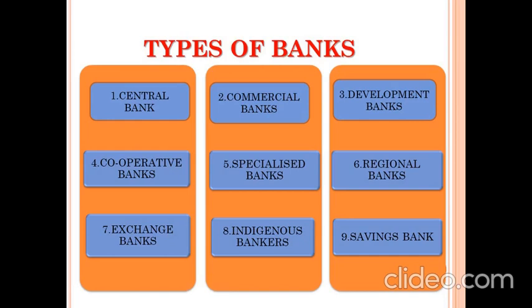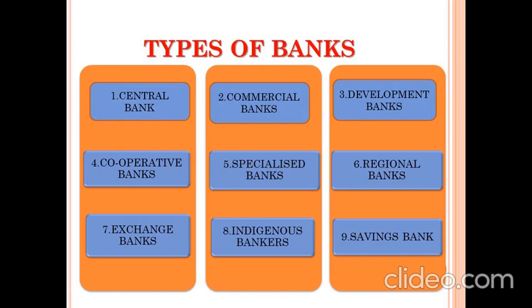RBI was established in 1935, but the act which RBI has used is the RBI Act of 1934. What the central bank does is not only dealing with the public, but it deals with other banks also, and it helps in issuing paper currency, acting as banker to the government and other banks, and controller of credit.